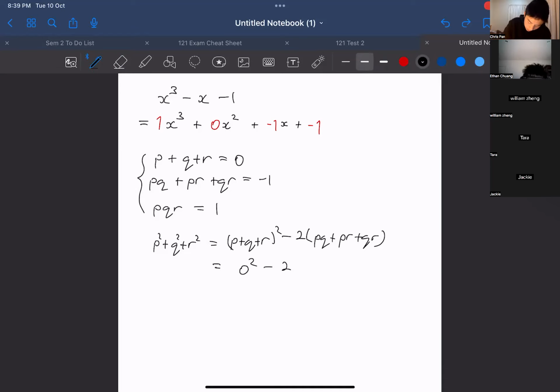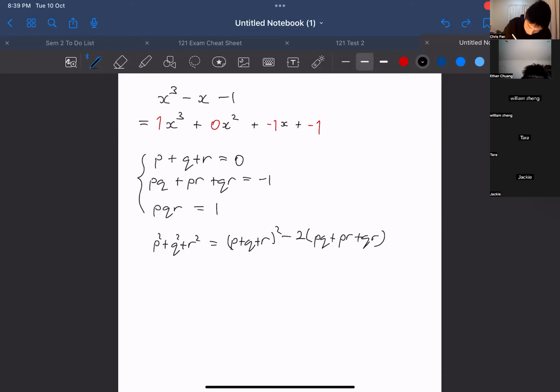Okay, I might try to squeeze this down a little bit because I'm running out of room here. Okay, so now let's try to find p cubed plus q cubed plus r cubed. Well, we can start off the same way, right? We cube p plus q plus r and see where that gets us. That gets us our 3 terms, p cubed plus q cubed plus r cubed, but it gets us a bunch of unnecessary stuff as well.